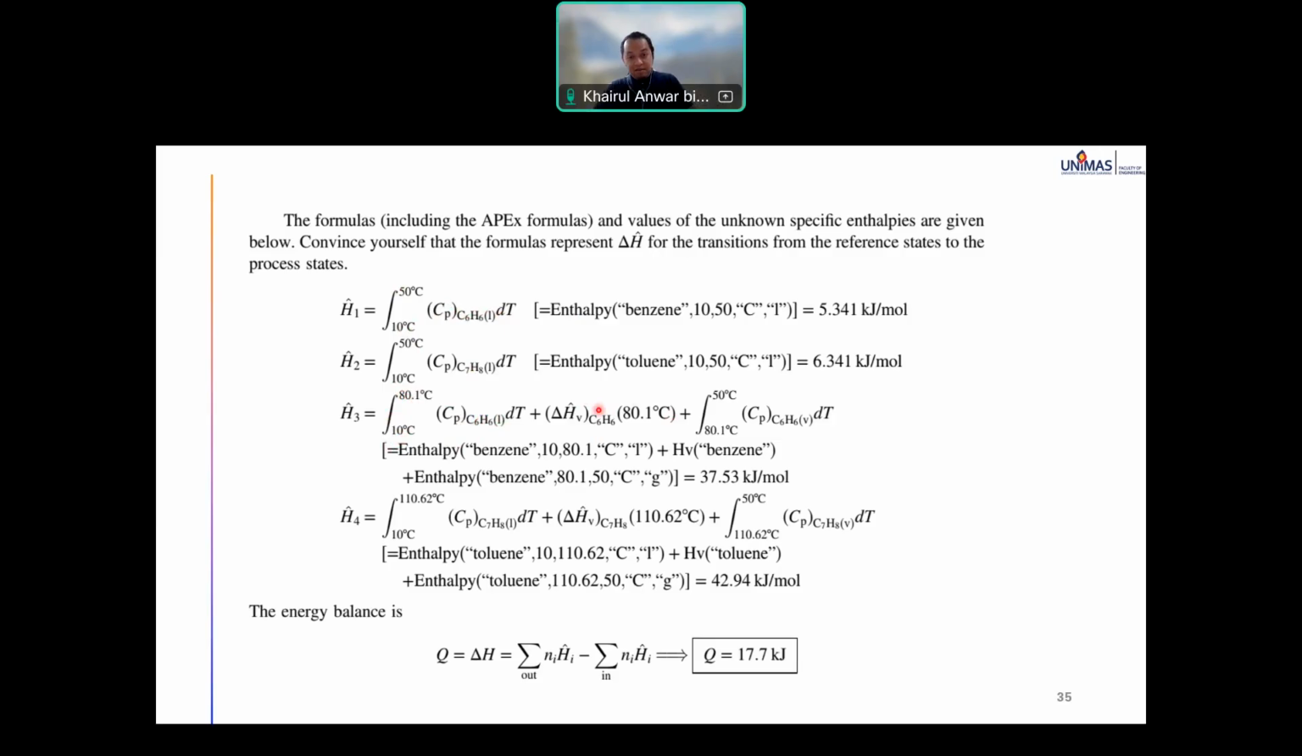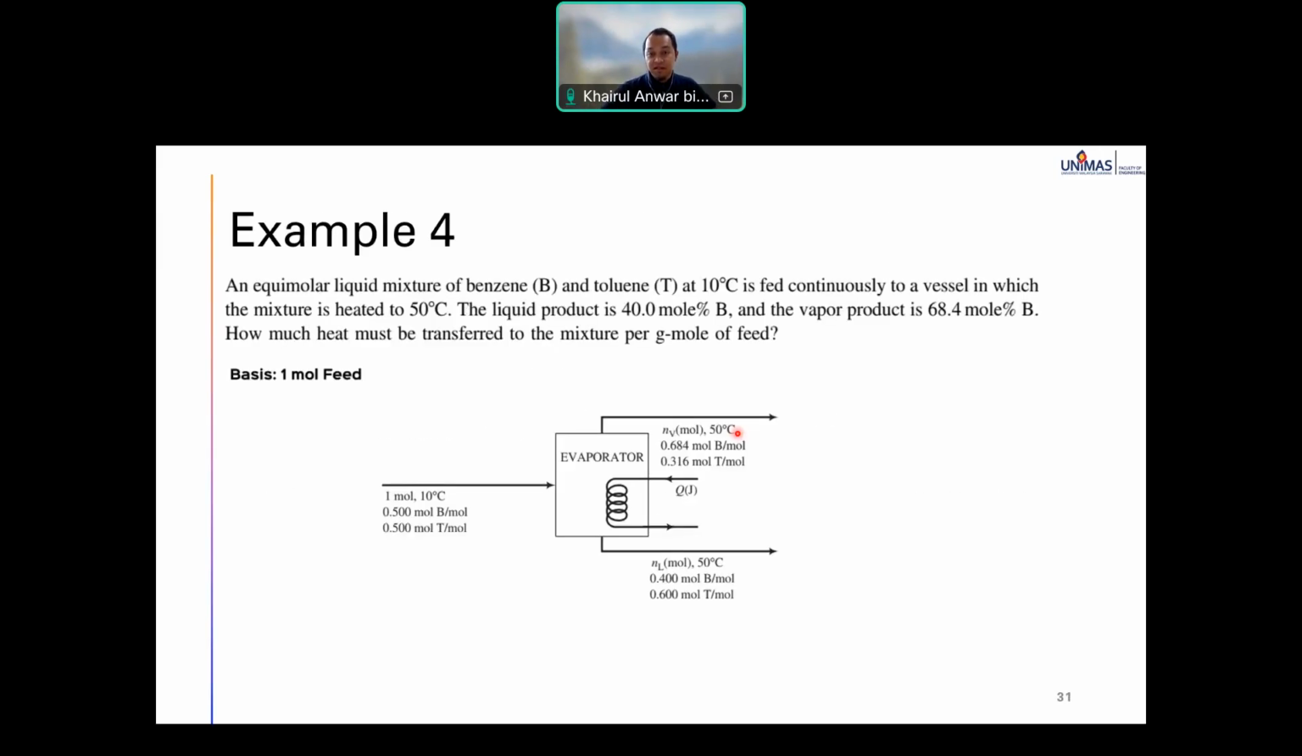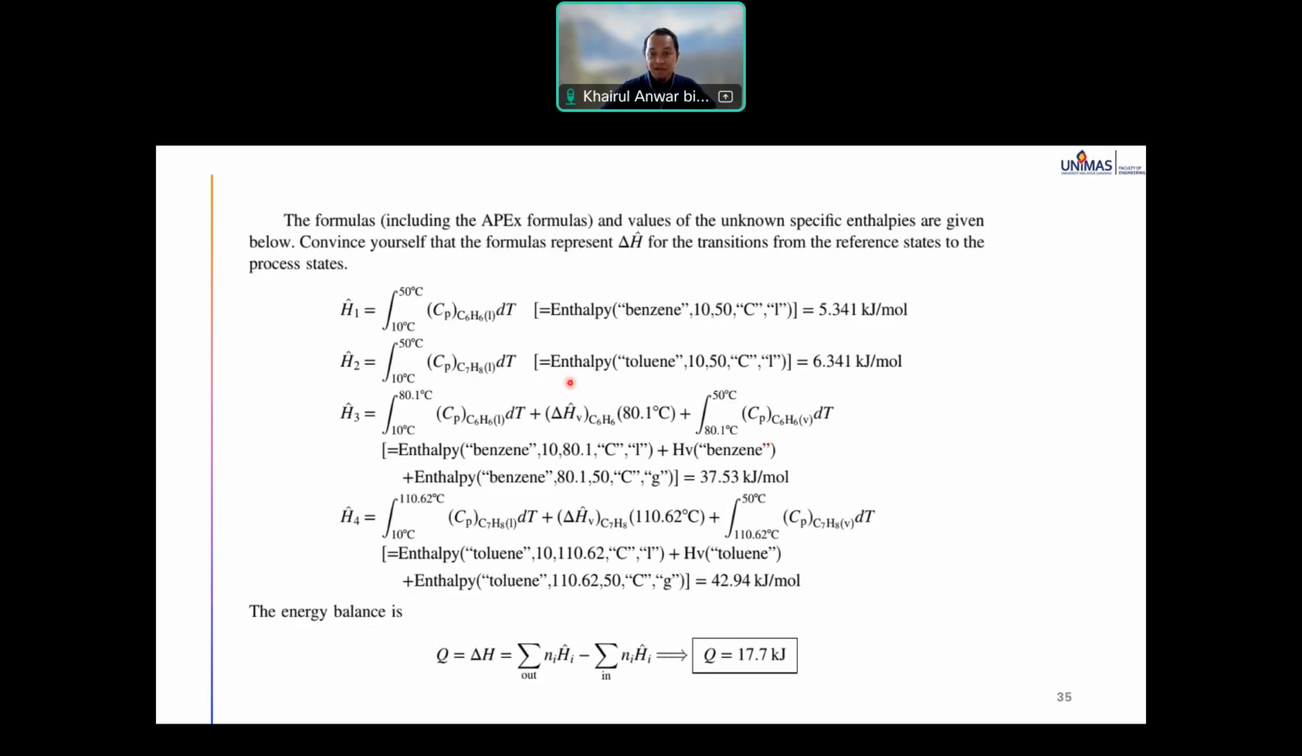For delta HV, you need the number from table B1 at page 628, which is 30.765 kilojoule per mole. Just plug in there. Plus, this is what they say, to reduce or increase the temperature from delta HV to the process temperature. In this case, the process temperature is the one from 10 to 50. So from 80, where delta HV occurs, you need to reduce to 50, the process temperature.